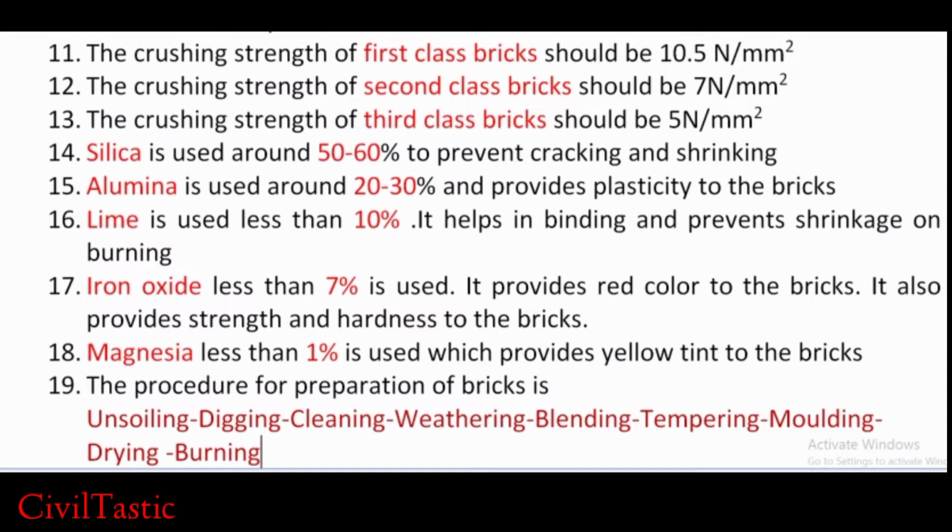Iron oxide less than 7% is used. It provides red color to the bricks. It also provides strength and hardness to the bricks. Magnesia less than 1% is used, which provides yellow tint to the bricks. The procedure for preparation of bricks is unsoiling, digging, cleaning, weathering, blending, tempering, molding, drying and burning.